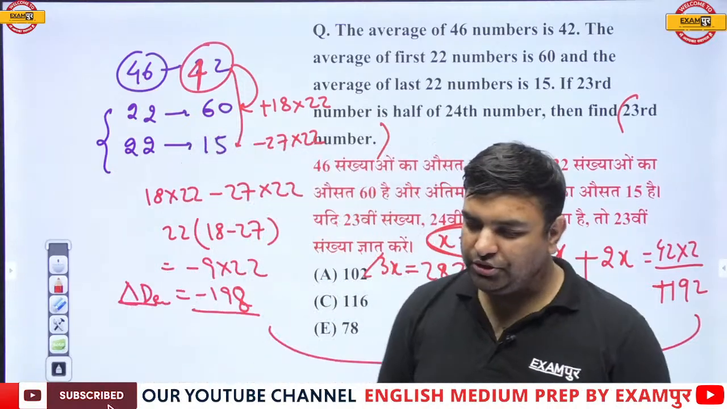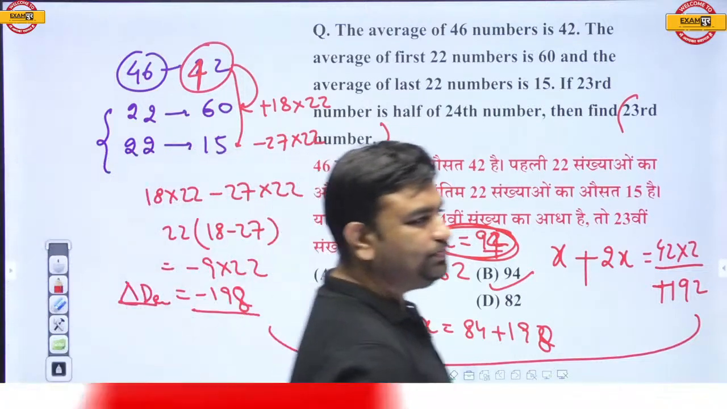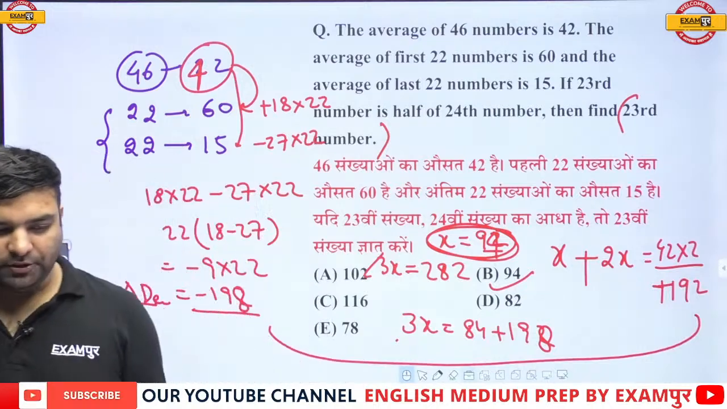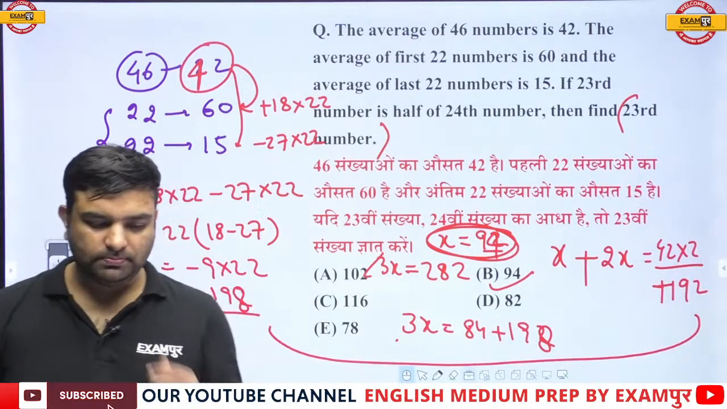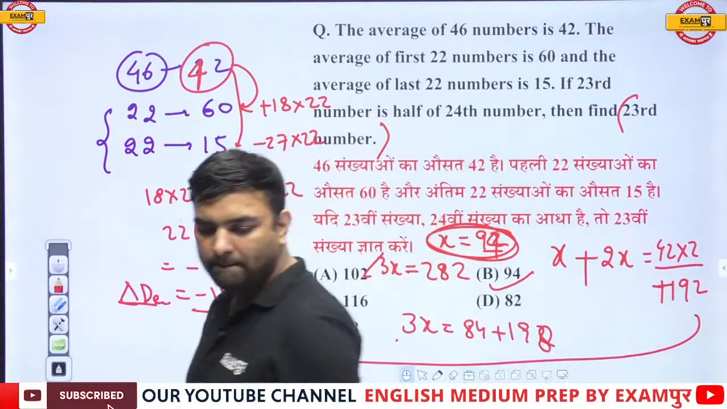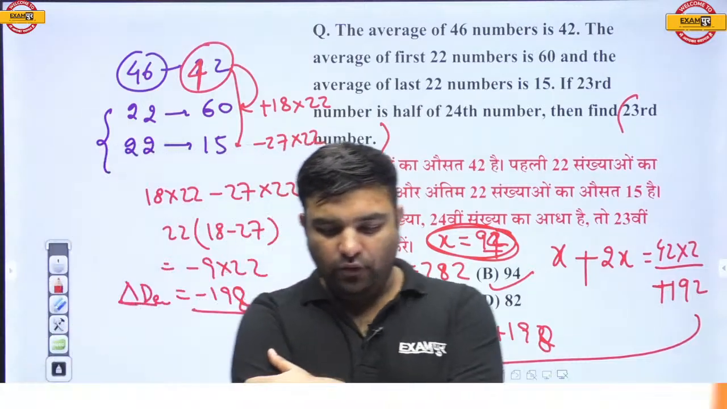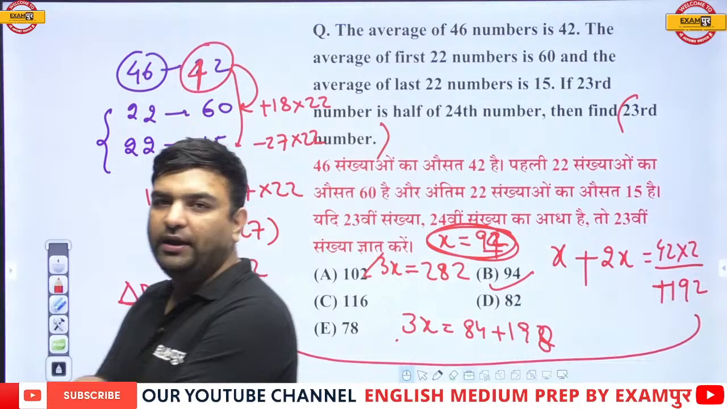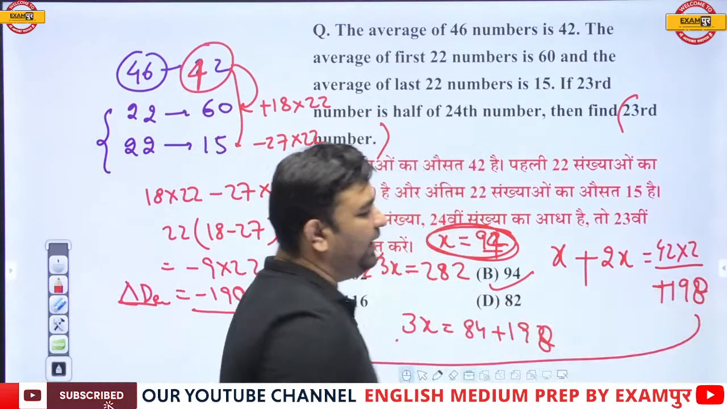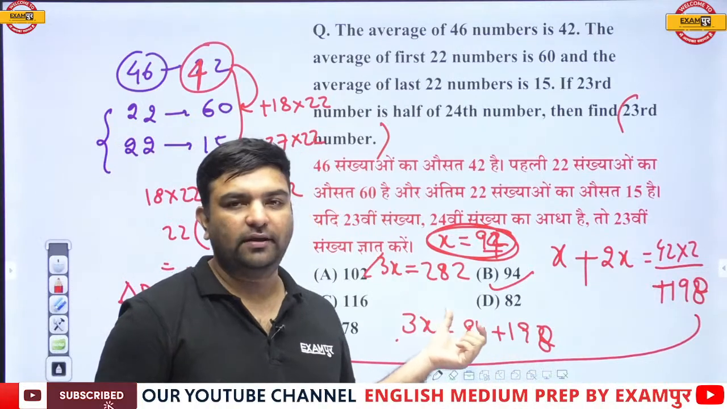One of the trickiest questions till now. 94 is the correct answer because the deviation was 198. So you need to compensate for this deviation as well. So you have to add 198 to 84. 198 plus 84 is 3x. So x is 94. Okay.